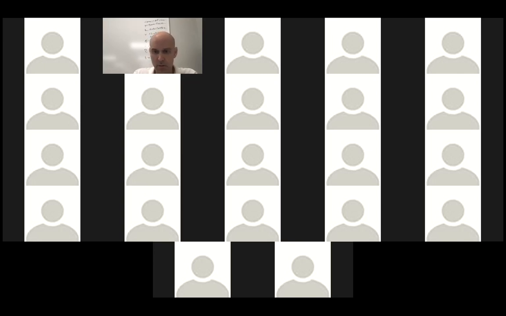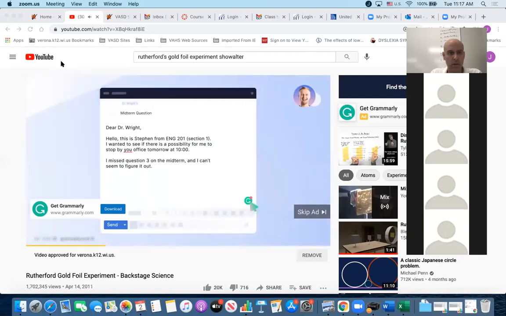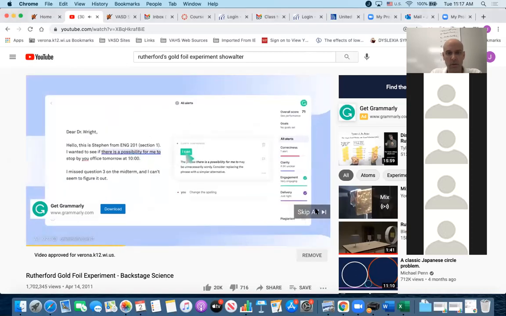Quality writing makes your schoolwork better and helps you stand out in the process. Meet Grammarly, the digital writing assistant that helps students create effective writing.